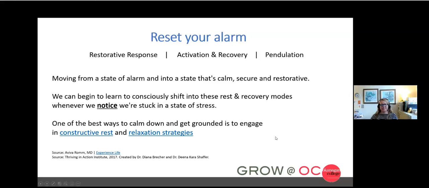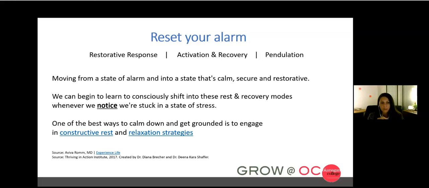Okay, so we're going to switch gears a little bit, and we're going to look at how to manage stress. Again, I'm not saying we're going to look at how to eliminate stress, because that's not the goal. It's how to manage our stress when it's coming up for us.